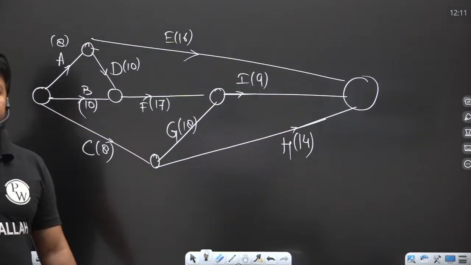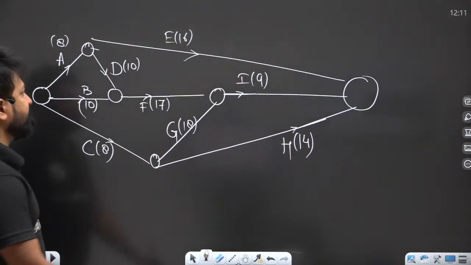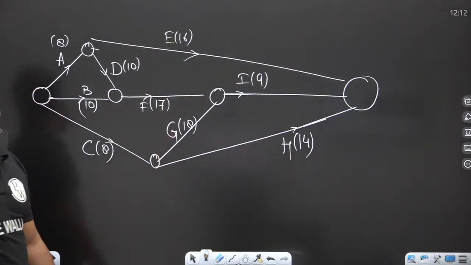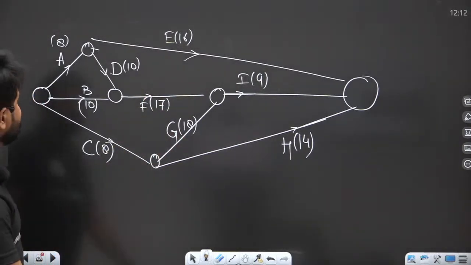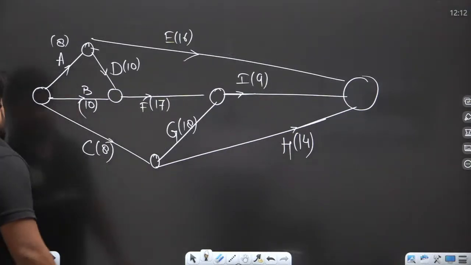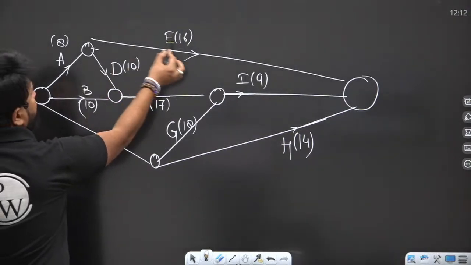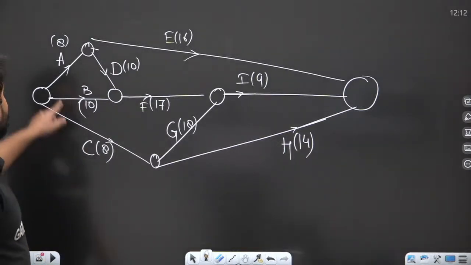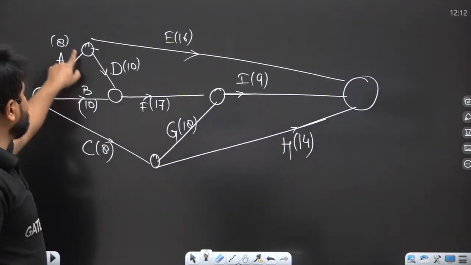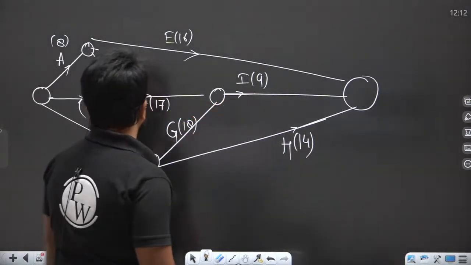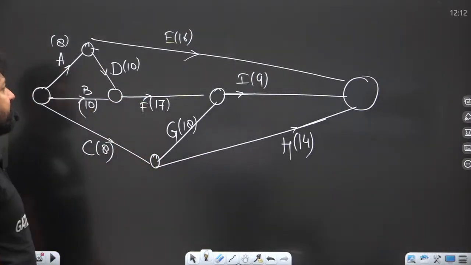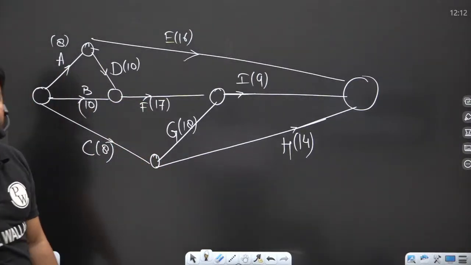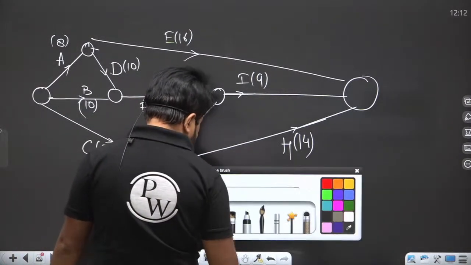So, my dear students, here you have to find the critical path. Critical path, as you know, is the longest path. A plus E, that is 16 plus 8, that is 24. And if you go A, D, F, I, that is 8 plus 10 plus 17 plus 9, it will give you 44.